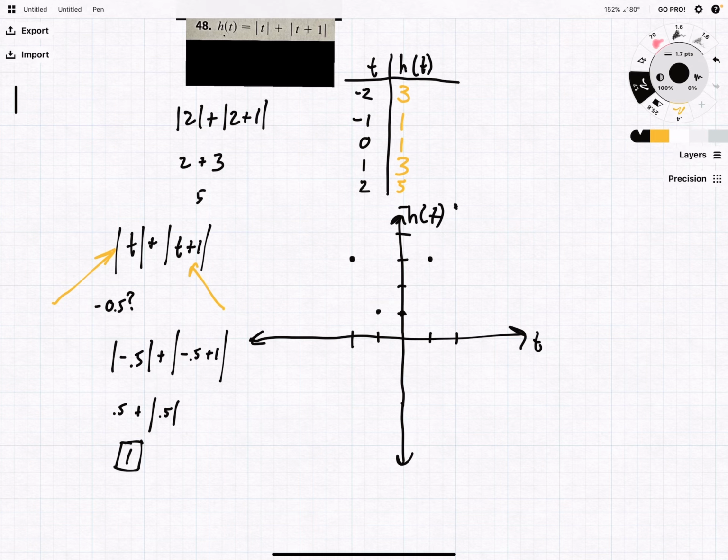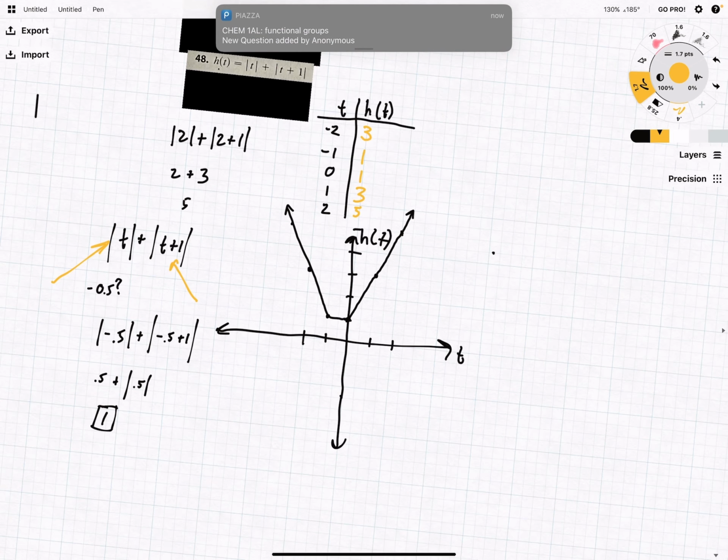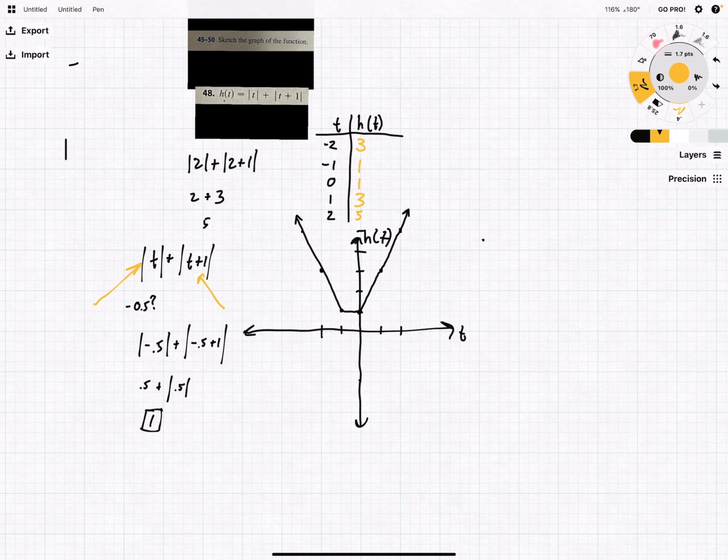So we see that our graph is doing something like this. It looks like your standard absolute value function, except instead of having that really harsh corner as you approach the x-axis, it sort of just flattens out instead. That's kind of interesting, but all of that aside, that's everything with this problem.